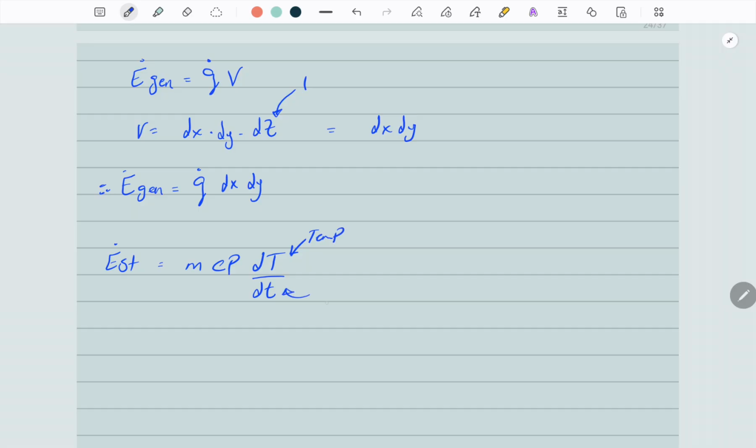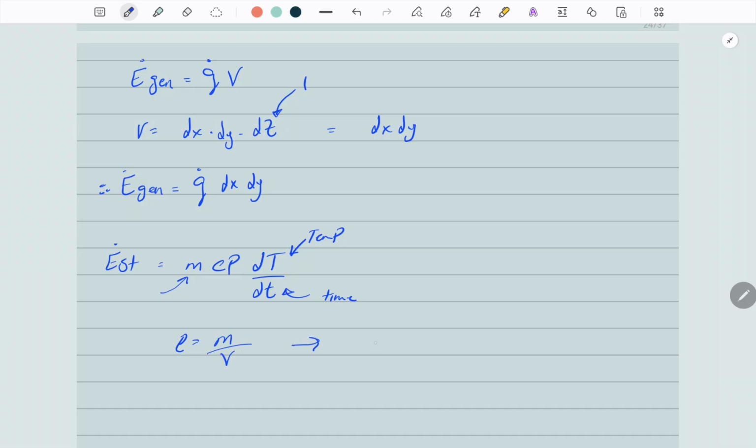That is time. Okay? Now, we know that density equals mass over volume. We're trying to change one of these variables in terms of dx dy. Okay? So we know that density is mass over volume.